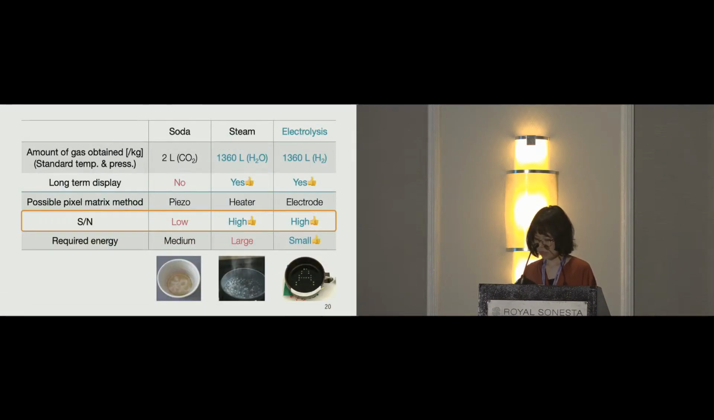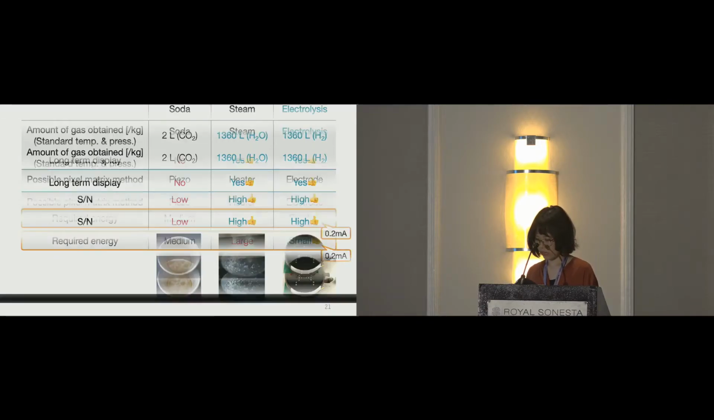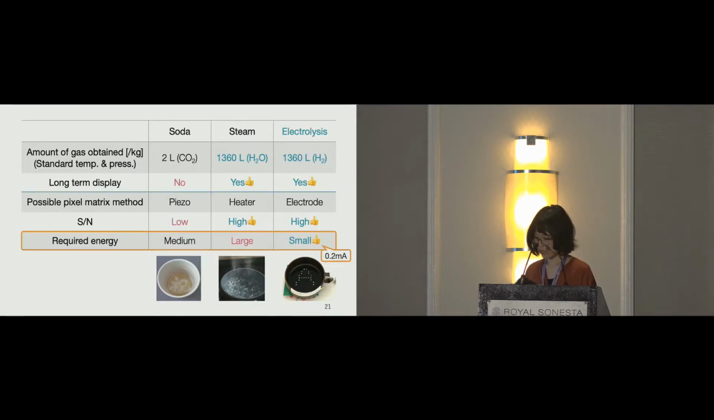Carbon dioxide bubbles in the soda spontaneously emerge from areas other than the vibrated one. Therefore, soda has a low signal-to-noise ratio. To generate steam, we must boil water and a large amount of energy is required. On the other hand, electrolysis needs just a small amount of energy, around 0.2 milliampere per pixel. So, by using electrolysis, we can realize a high quality and low-cost bubble display.